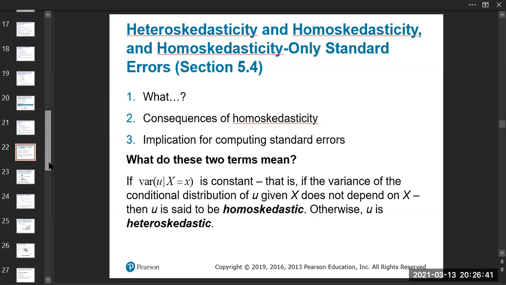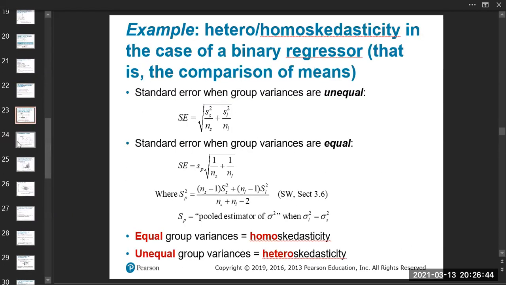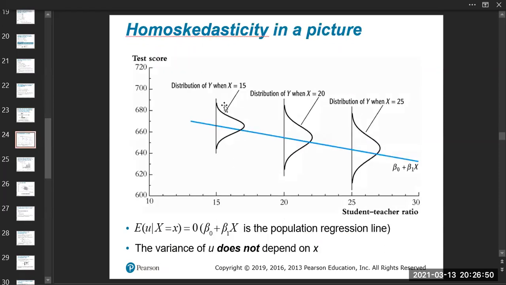Okay, words are usually very confusing. So let's take a look at, okay, also skip the math. Let's just look at a graph. So the distribution of y is this, but you can think of it as the u is also this shape. Okay, so the variance of this shape, you can see 3 distributions here. If the 3 distributions here are equally spread out, then it is homoskedasticity. If it's not, then it's heteroskedasticity.